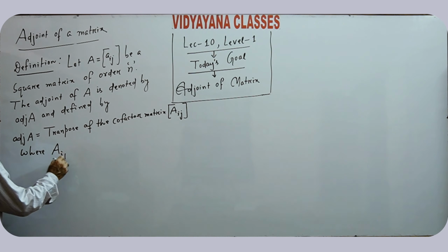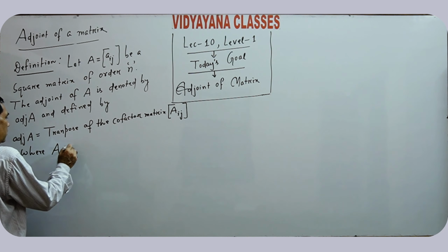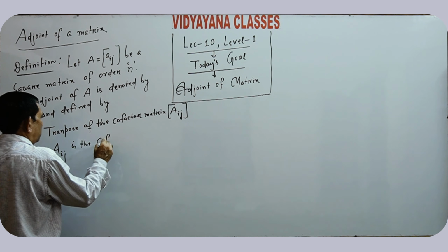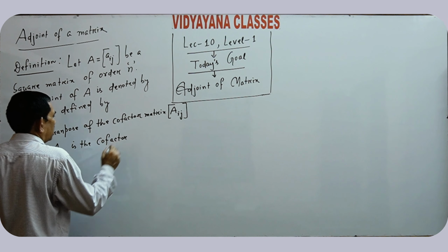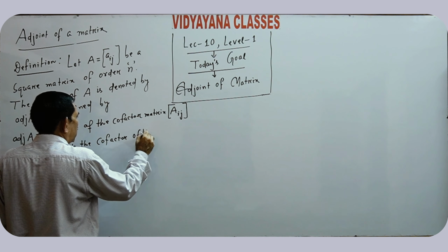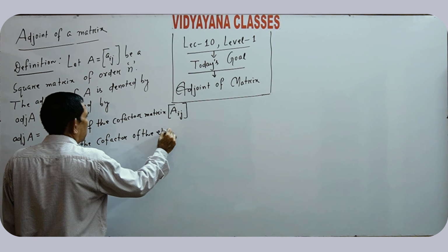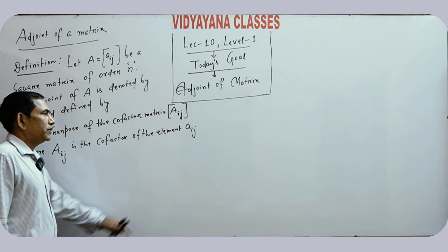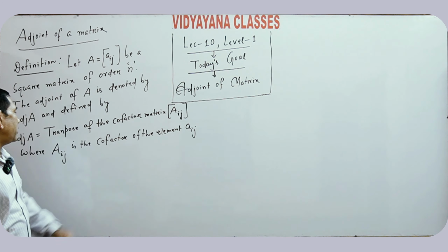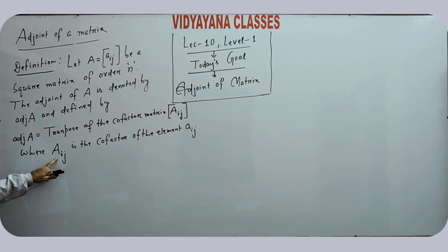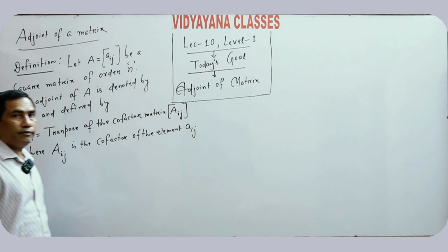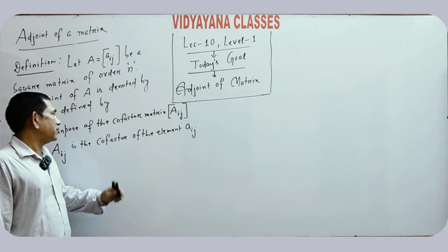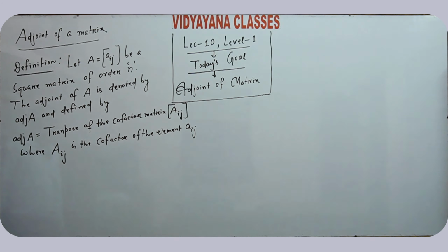capital A_ij is the cofactor of the element a_ij, where a_ij is any element of capital A. Capital A_ij is the cofactor of the element a_ij. Clear? Transpose of the cofactor matrix is called adjoint.